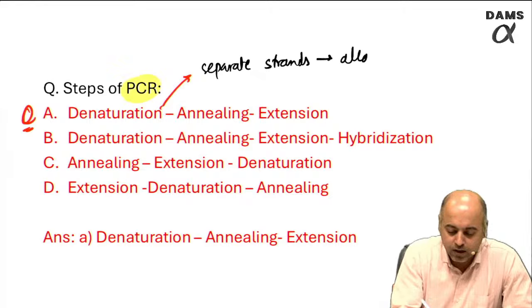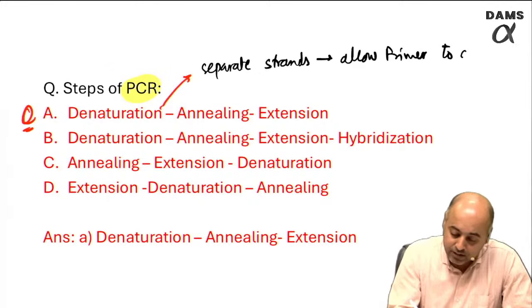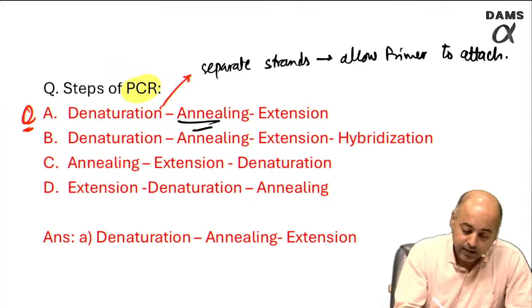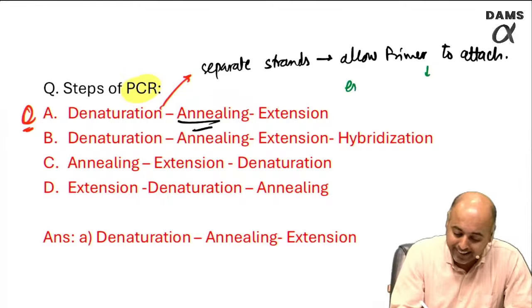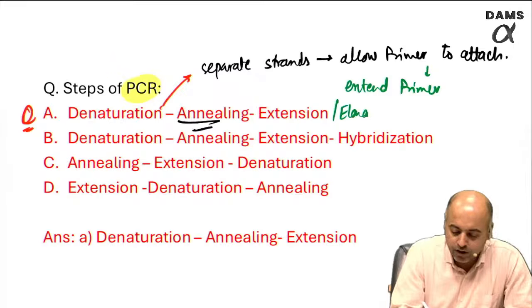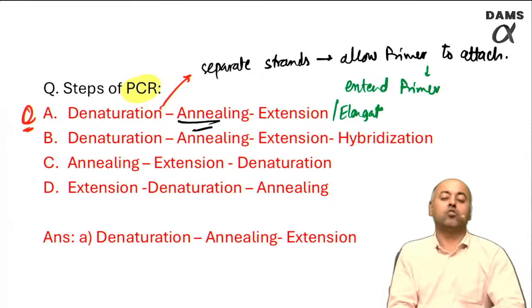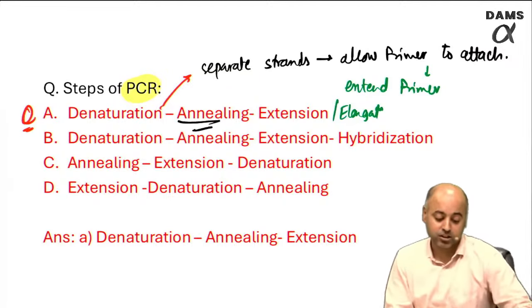Then you allow the primer to attach, that's annealing, and then you extend the primer, that is extension, also known as elongation. These are the 3 primary steps of polymerase chain reaction.